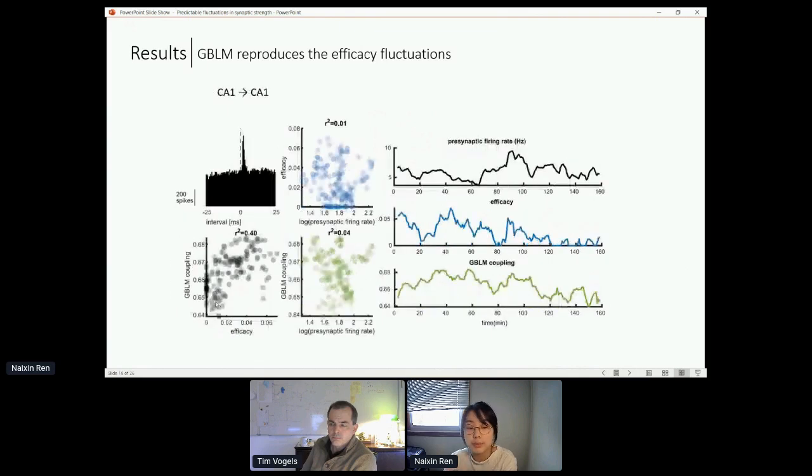And this is the example when we don't see any clear relationship between efficacy and firing rate. And again, we don't see any clear linear relationship between GBLM coupling and firing rate. However, in this case, GBLM coupling is still able to reproduce the fluctuation in efficacy. And of course, there are other connections where we don't see a clear linear relationship between efficacy and firing rate, and we don't see GBLM coupling reproducing the fluctuation in efficacy.